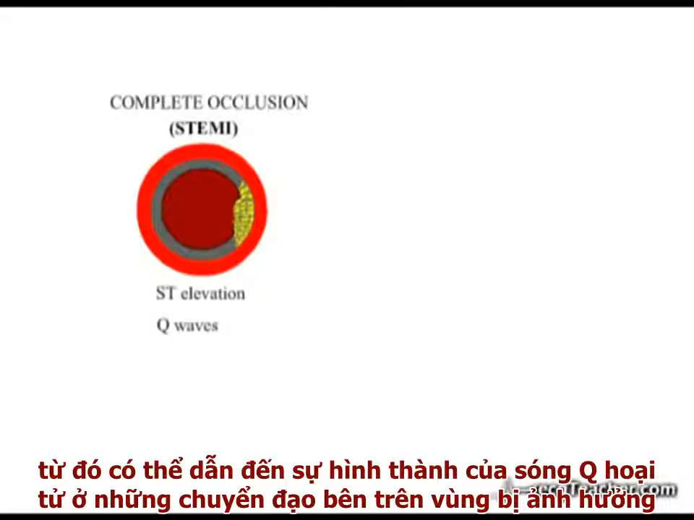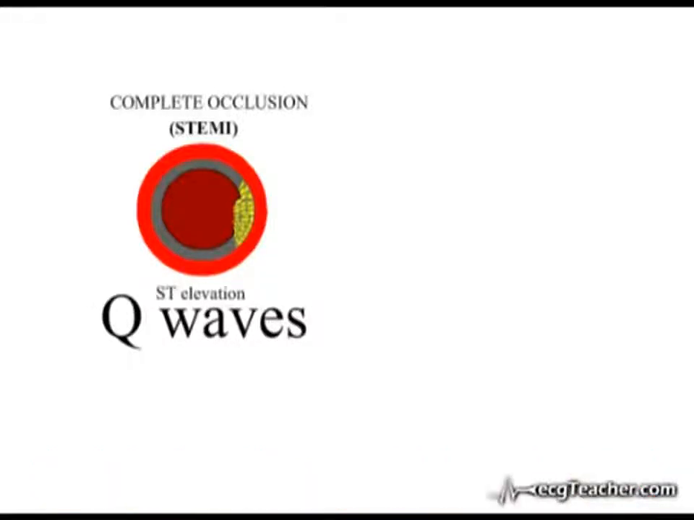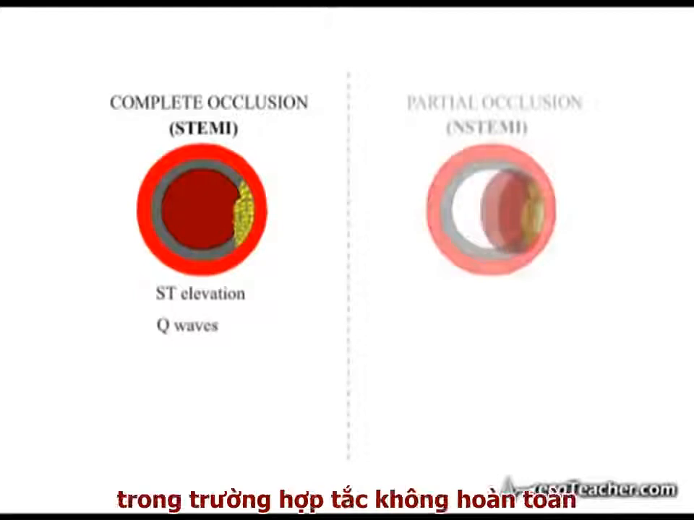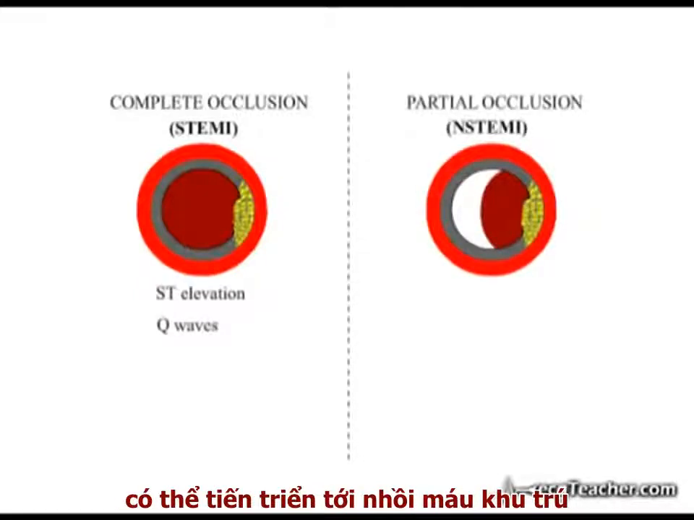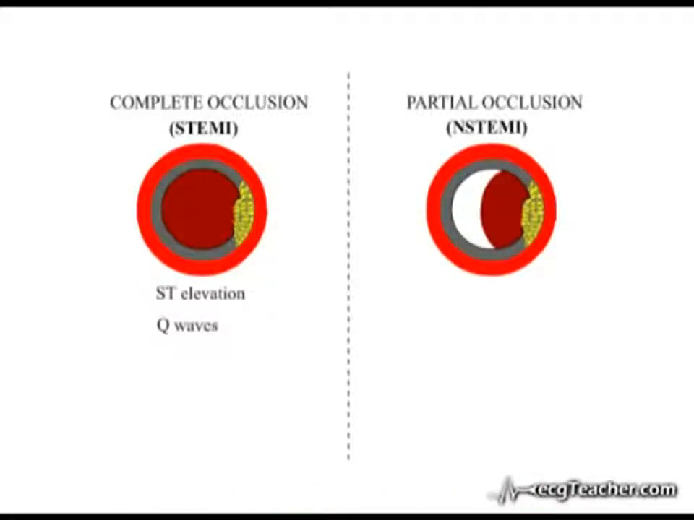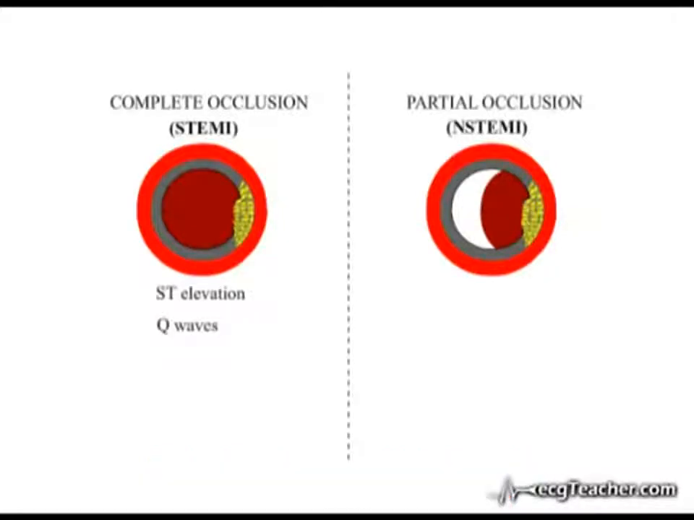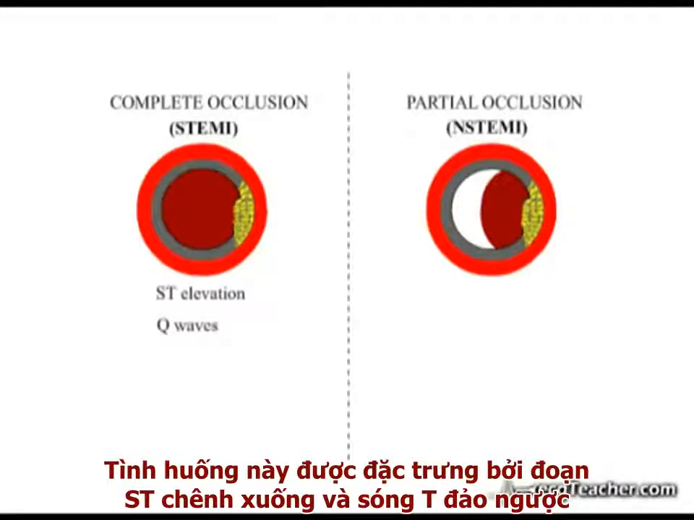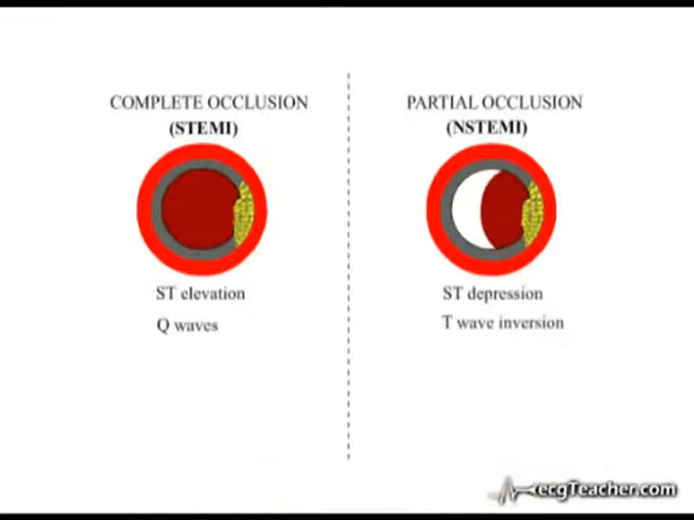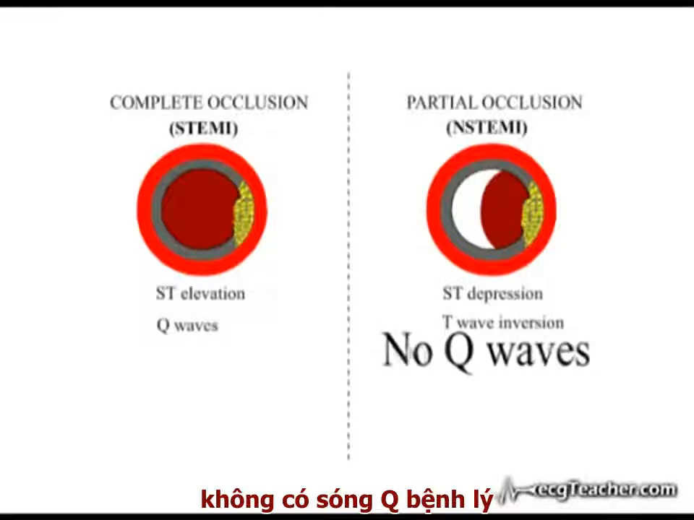This may be associated with the development of pathological Q waves in the leads overlying the dead muscle. In contrast, partial occlusion may progress to localized infarction, the process tending to focus on the subendocardium. This situation is characterized by depression of the ST segment and/or T-wave inversion. Q waves do not generally develop.